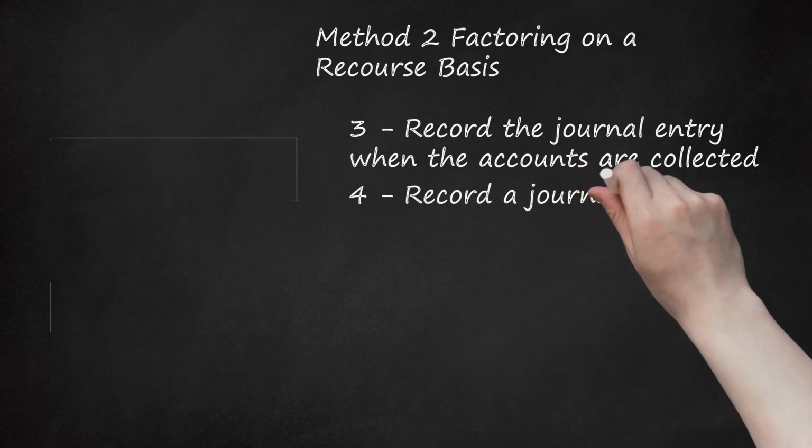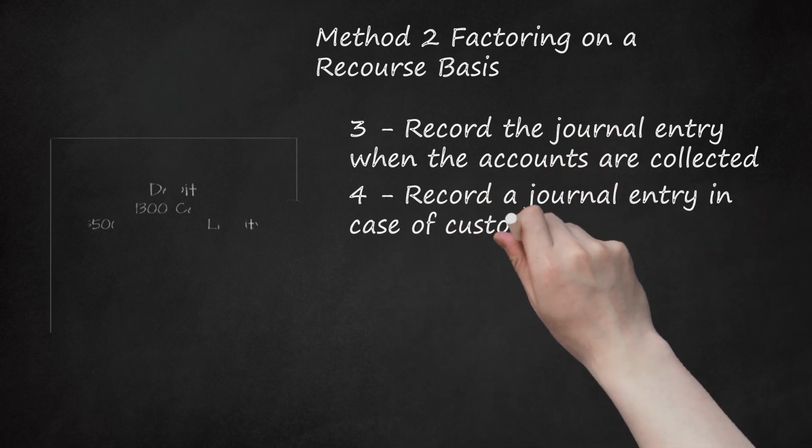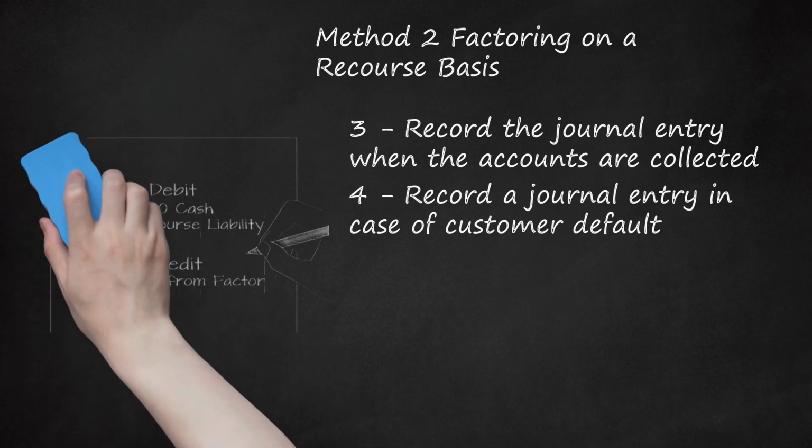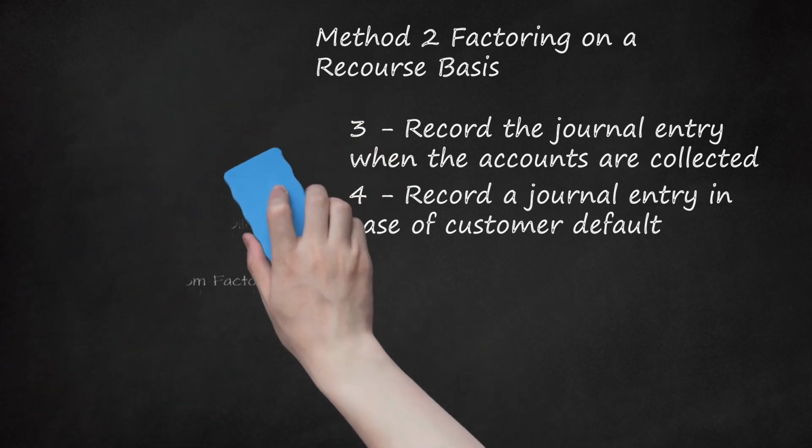4. Record a journal entry in case of customer default. If some of the accounts are not paid, you must buy those accounts back from the factor. In the previous example, assume that $9,500 of the accounts was collected and $500 defaulted. To record the journal entry, debit cash for $1,300, debit recourse liability for $500, and credit due from factor for $1,800.